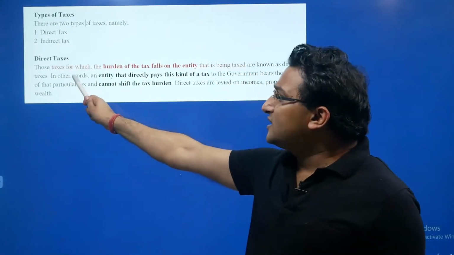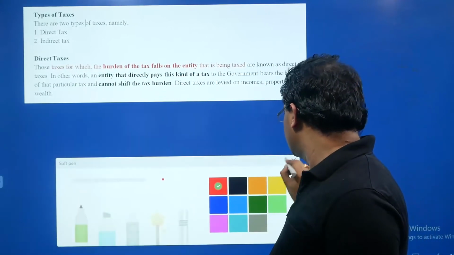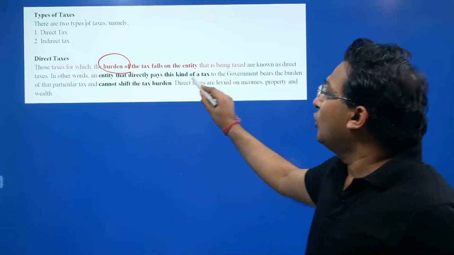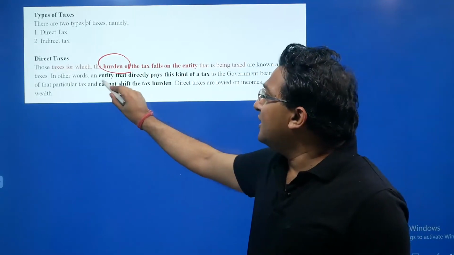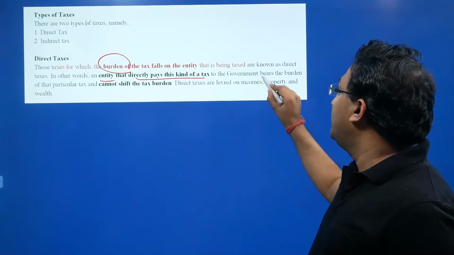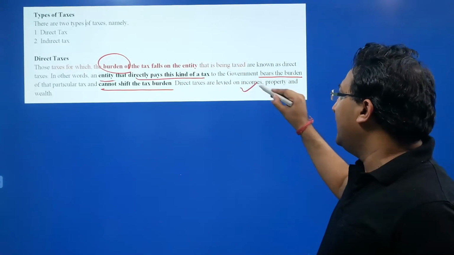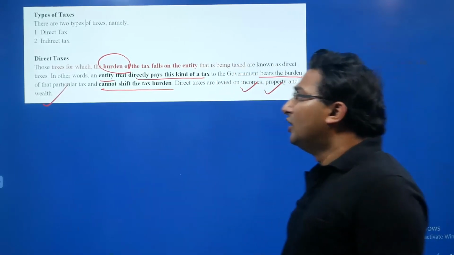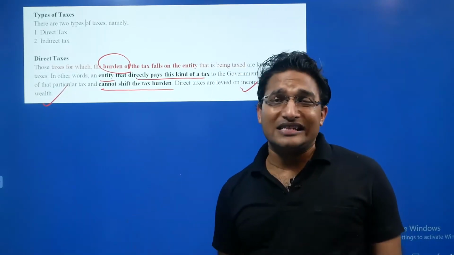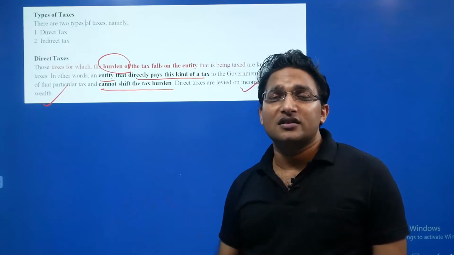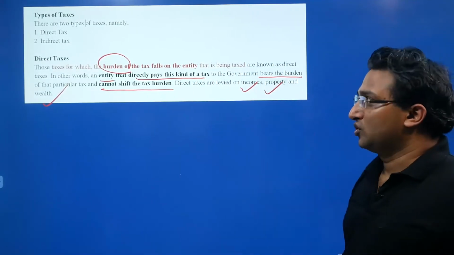So direct tax: the taxes for which the burden of the tax falls on the entity that is being taxed are known as direct taxes. In other words, the entity that directly pays this kind of tax bears the burden and cannot shift the tax burden. The direct taxes are levied on the income, property and wealth, right? So the shift of the tax burden is not possible. My example, which I gave in the previous slide, that I earn 1 lakh rupees, I pay 10,000 rupees. So I have to pay and I have to bear the burden both.